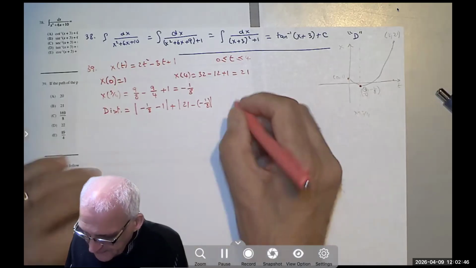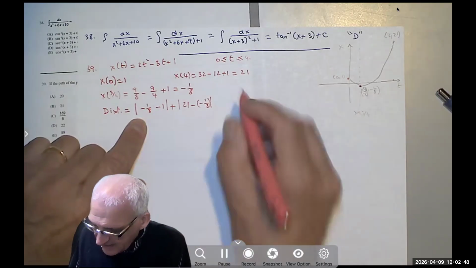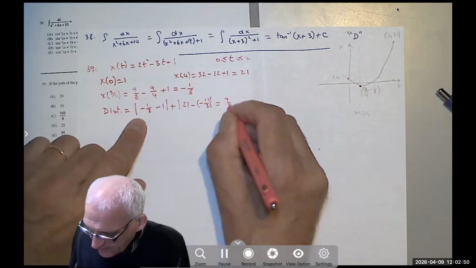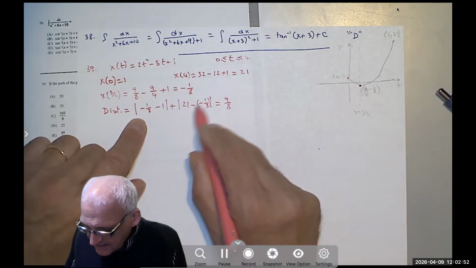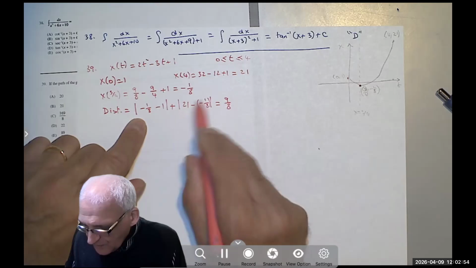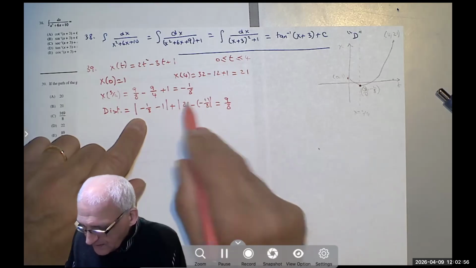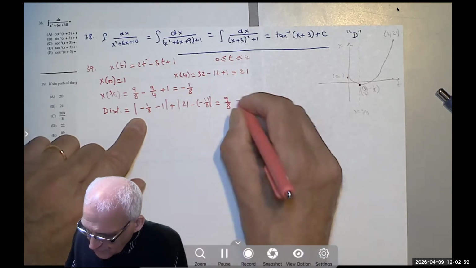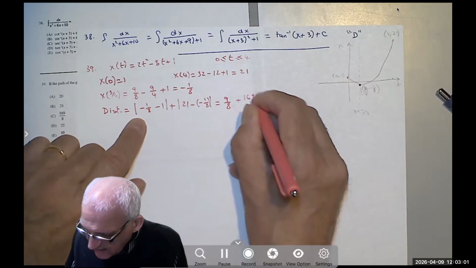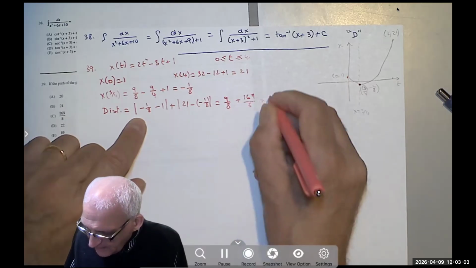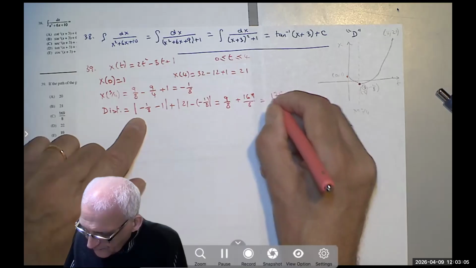Okay, so this is negative 9/8. When you take the absolute value, it becomes 9/8. Negative times negative is positive. 21 plus 1/8 is 21 times 8, 168, plus 1, so 169 over 8. You add them up, you get 178 over 8.